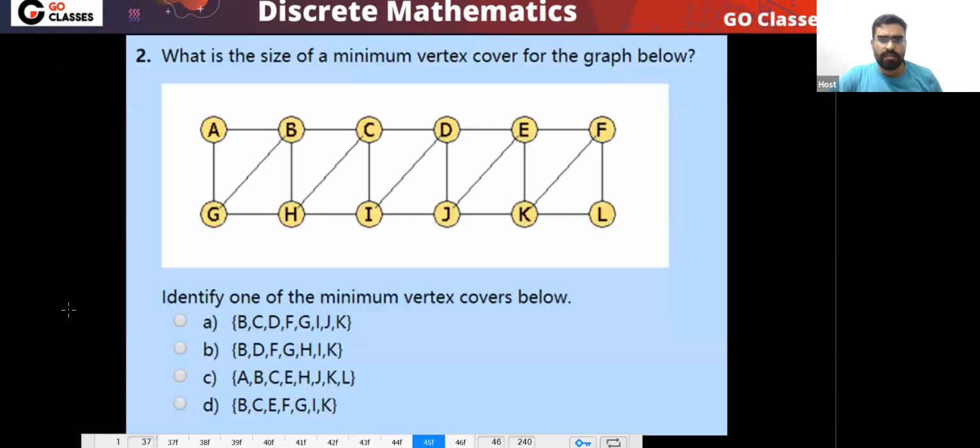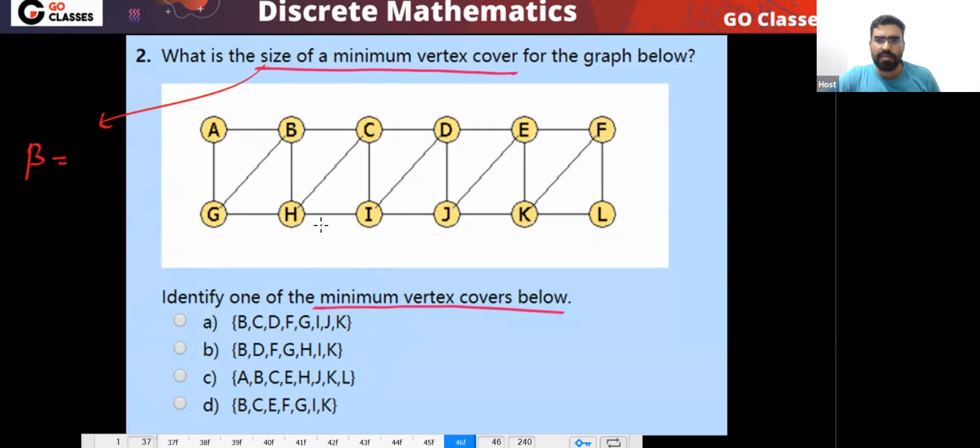Okay. Let's solve this question. What will be the answer? The question is asking for size, so why are the options like this? Okay, anyway. So tell me, what is the size of the minimum vertex cover? The question is asking which of the following is a minimum vertex cover. Two questions you have. Which of the following is a minimum vertex cover? And what is the size of the minimum vertex cover? The size of the minimum vertex cover means beta. What is your beta? So tell me.